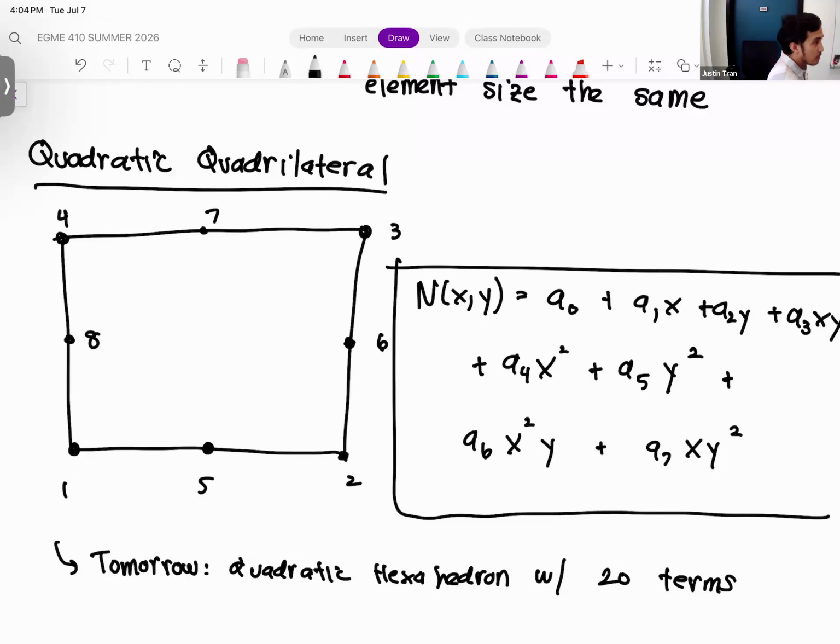All right, any questions on this? Yeah. So yesterday when we did the refinement around the circle, we just changed the size, and that was basically an h refinement, whereas this is the p refinement. Correct. Yeah. So h refers to the element size, p is for the polynomial order.